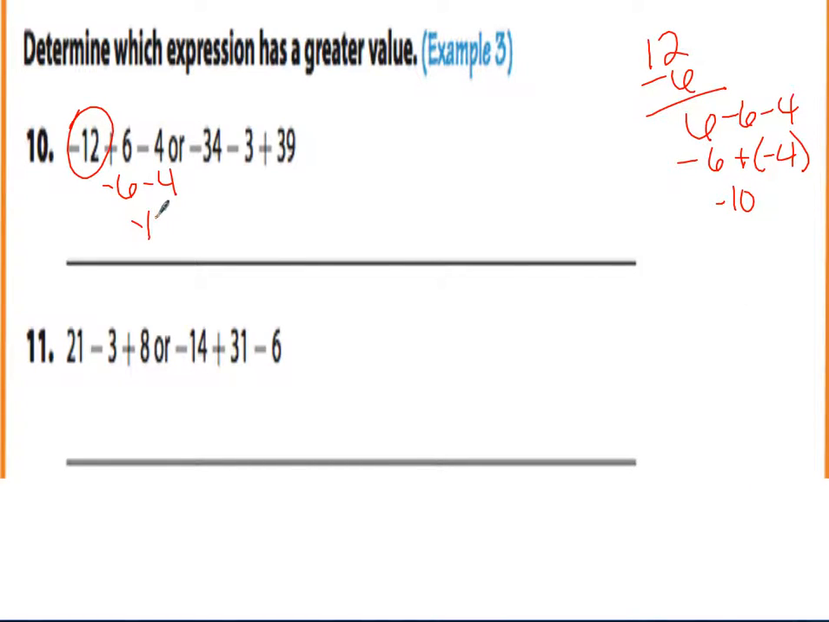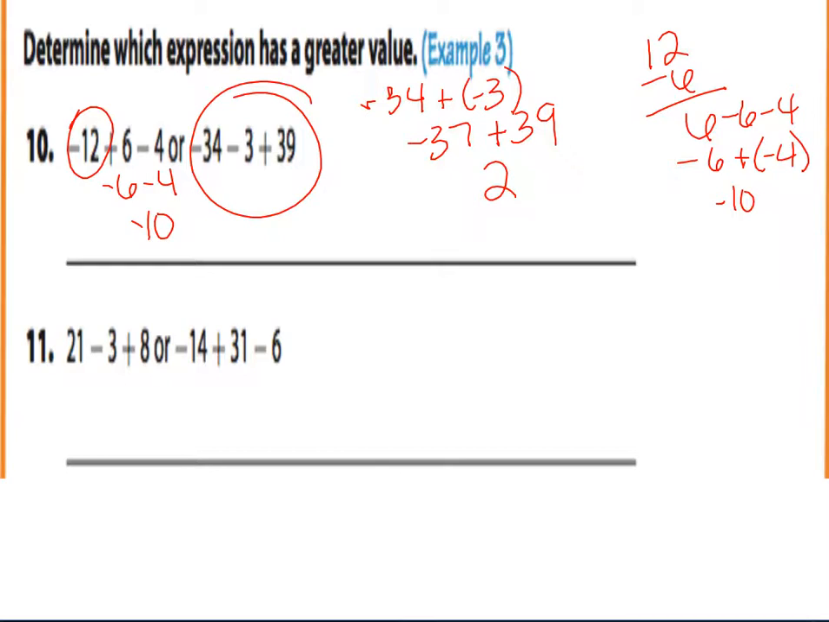So here I have negative 10. Or negative 34 minus 3, so negative 34 plus a negative 3, which would be negative 37 plus 39, which gives me a value of 2. So even though in this case 10 looks like it's bigger, since it's negative, it's actually smaller, and this expression has the larger value. I want you to try number 11 on your own, and when you come back, we'll check your answer.